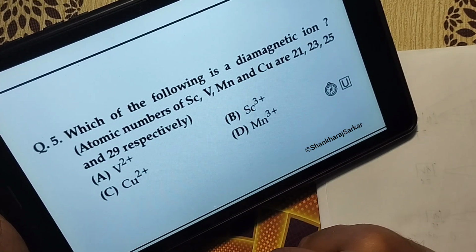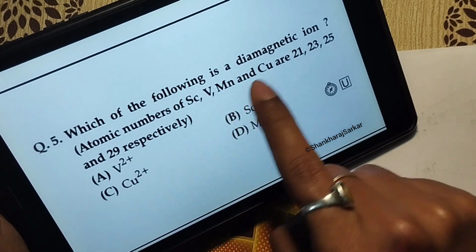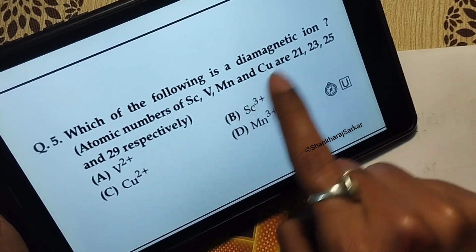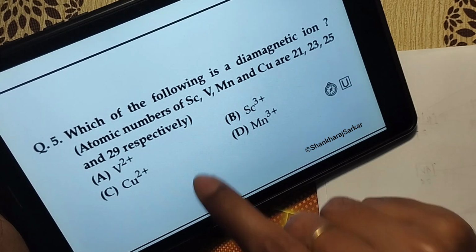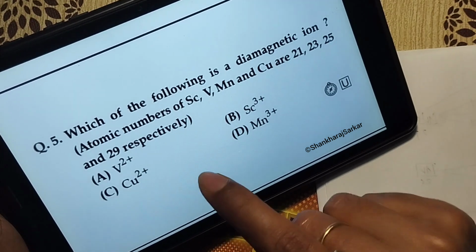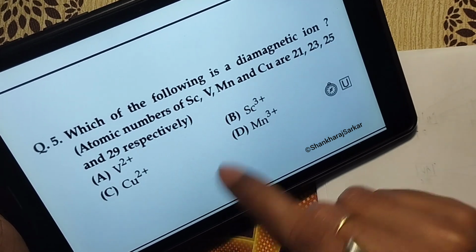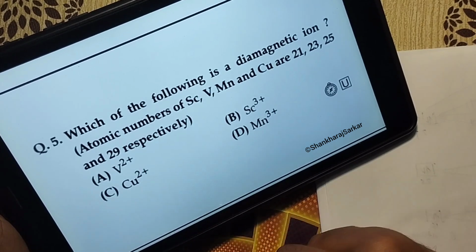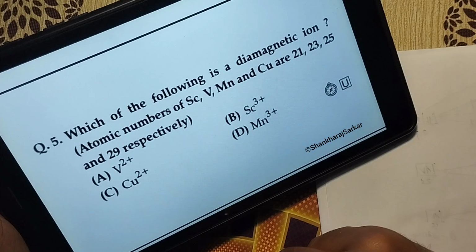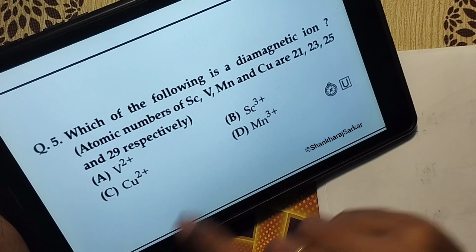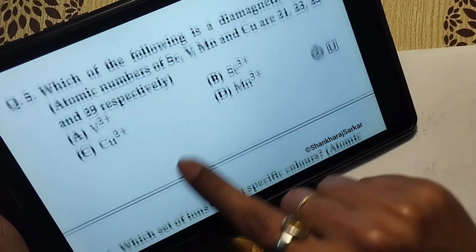Question 5. Which of the following is a diamagnetic ion? Atomic number is given. So in order to find the diamagnetic ion, you have to find the element having no unpaired electron. If you do it carefully, you will know that in scandium 3+, there will be no unpaired electron in d or s. So option B is the correct option.